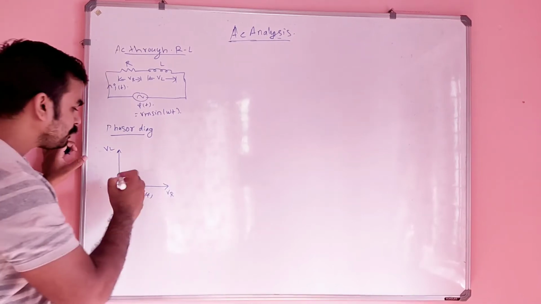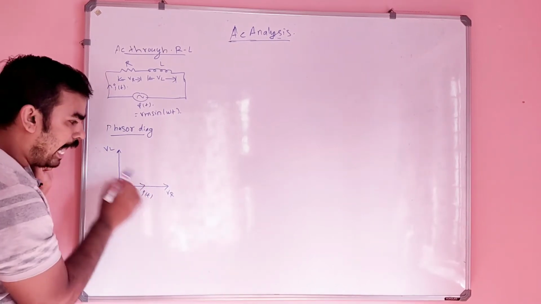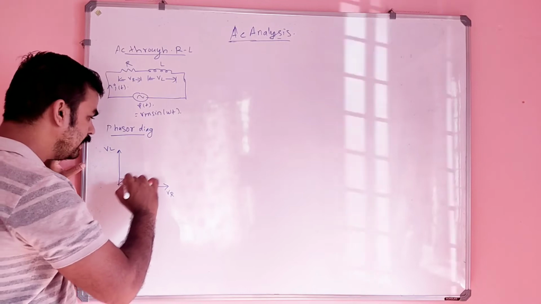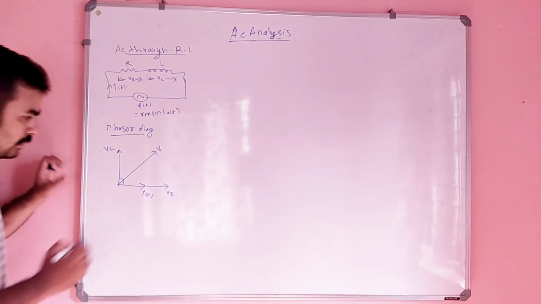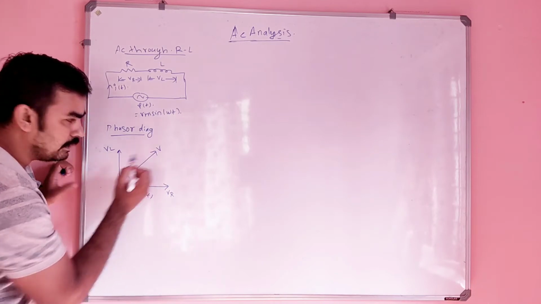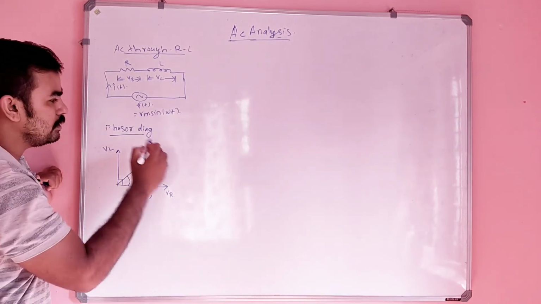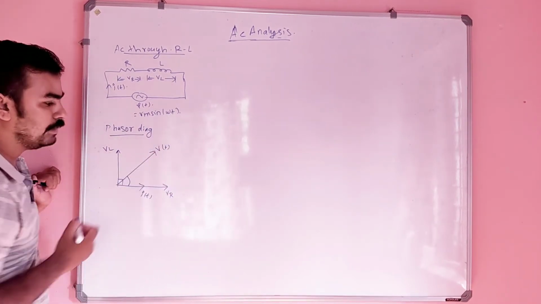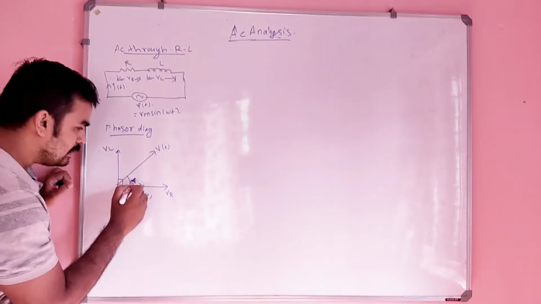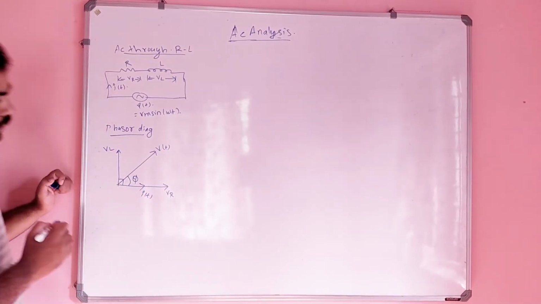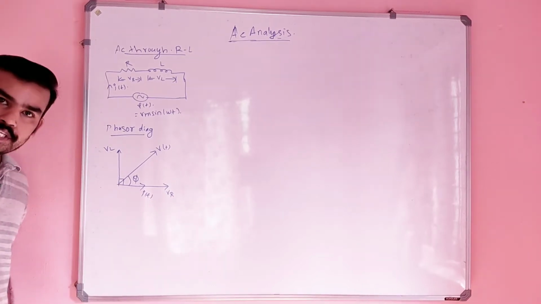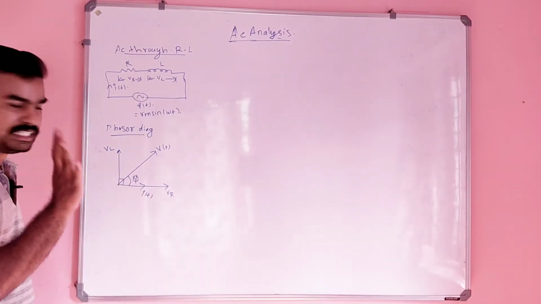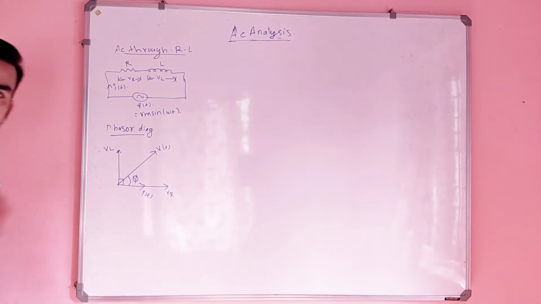If two vectors act like this, then definitely there will be a resultant, and that resultant is nothing but V, this V of t. And this is always making an angle phi with reference to I of t, or with reference to the x-axis simply. Is it correct?